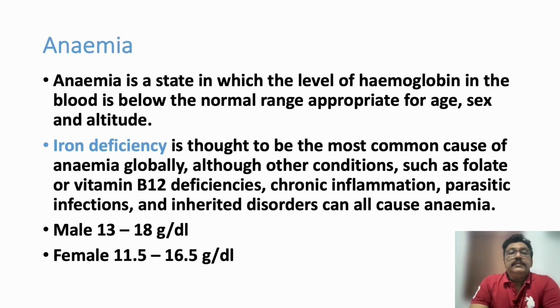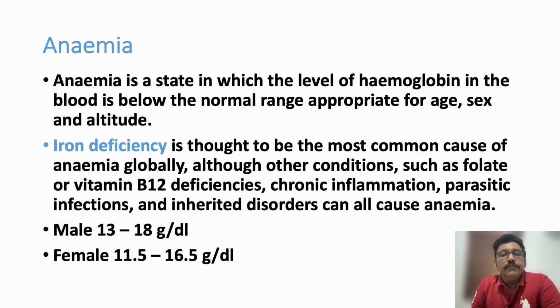Now, anemia is defined as a state in which the level of hemoglobin in the blood is below the normal range appropriate for age, sex, and altitude. According to the age, there are different criteria to define anemia. According to the sex, you have different criteria as well. And altitude is also very important, because at very high altitude you need more RBCs to circulate the oxygen. There you may require a slightly higher range of hemoglobin. If you have slightly low levels, the patient can become anemic.